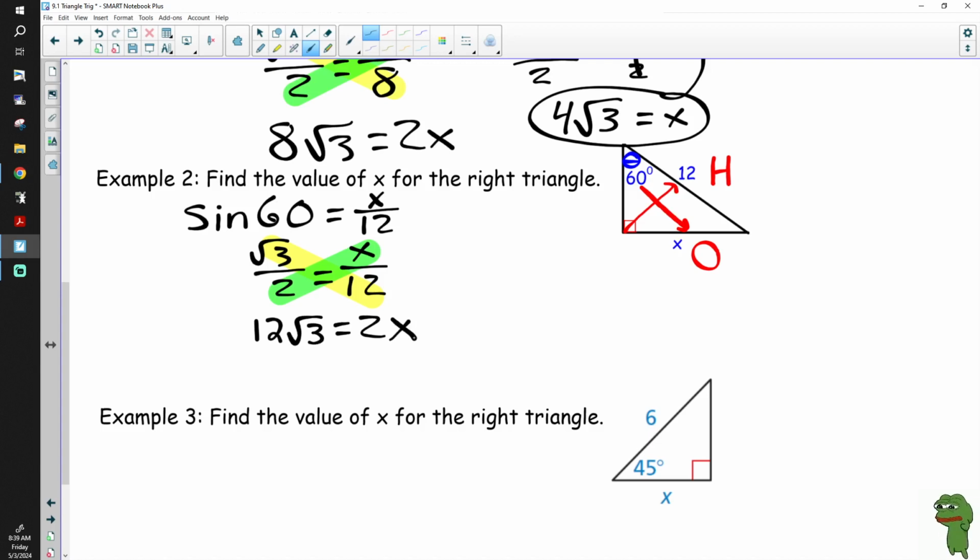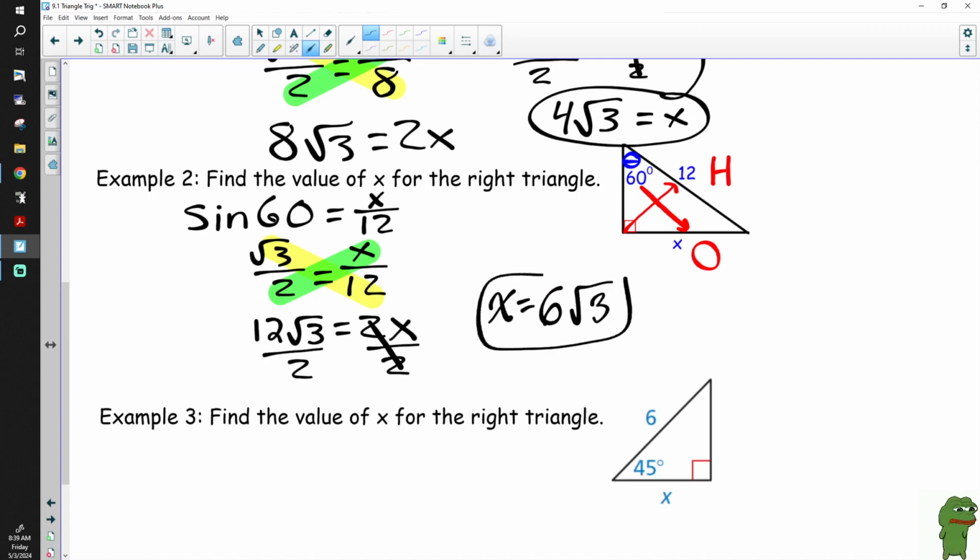Again, we're always going to be dividing each side by 2. 2's cancel. I just need to remember to divide 12 by 2, giving me 6 square root of 3. And I'm finished.